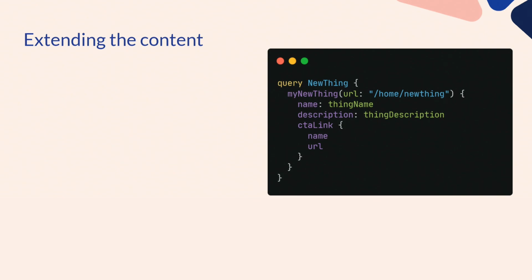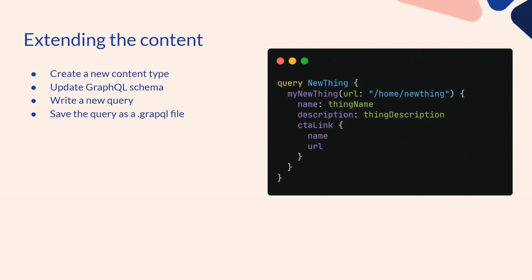Let's say that we want to create a new content type called new thing. And firstly, we go to the back office and create the content type. And then we need to download the updated GraphQL schema using the command line tool that is actually provided by Strawberry Shake. And next, we need to write a query and save the query as a .graphql file within our project. This ensures that Strawberry Shake can pick up this query and actually generate a method for it.